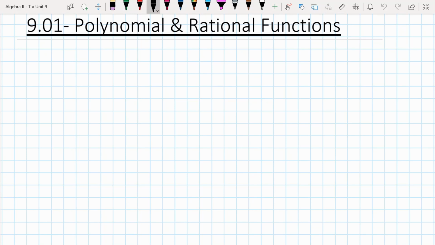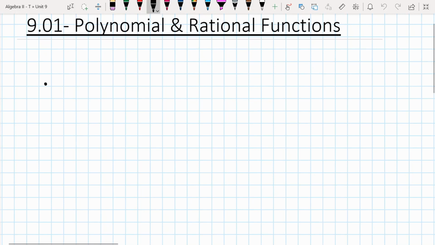So the first couple of units we saw this year covered polynomial functions and rational functions. And so what I'm going to do first is I want to just highlight the lessons that I'm going to kind of focus on in this video, and then go through a couple of notes on polynomial functions first.